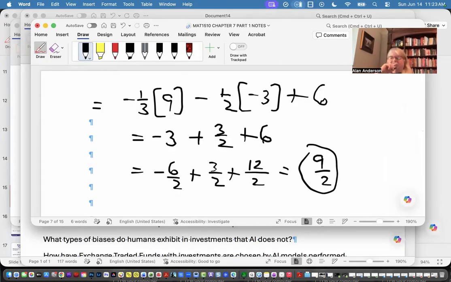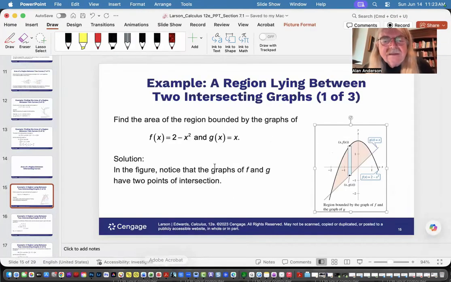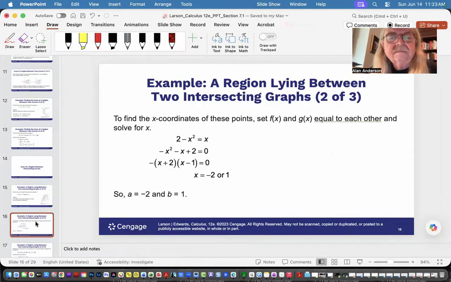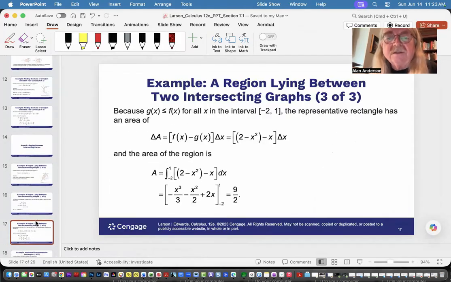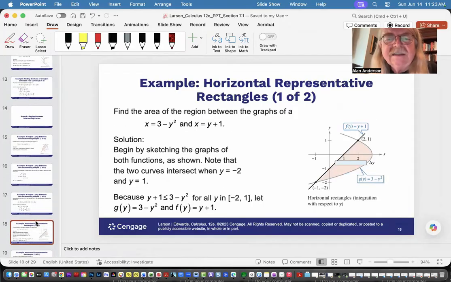Okay, so let's confirm that. So yes, we get the right interval. Yeah, we did everything right. It's fine. All right, good. Uh-oh, what's going on here? Look at that. The curves are not on top and bottom, but left and right. What do we do now?